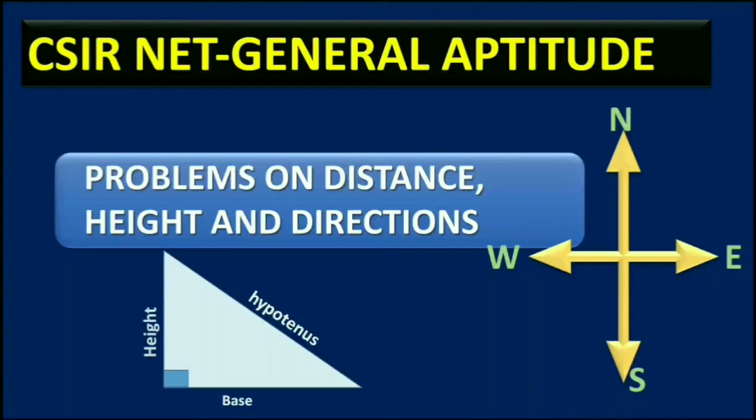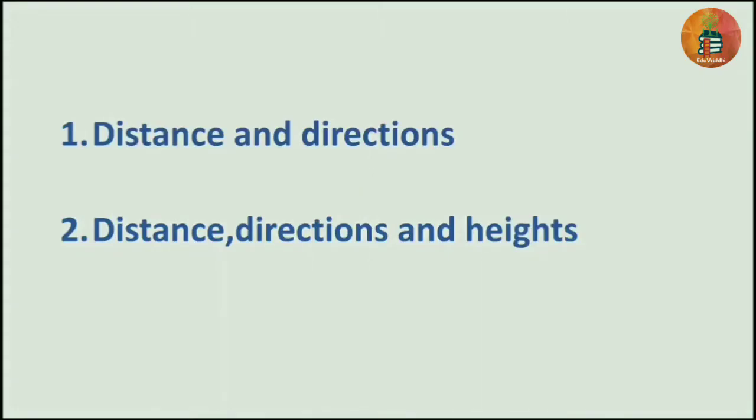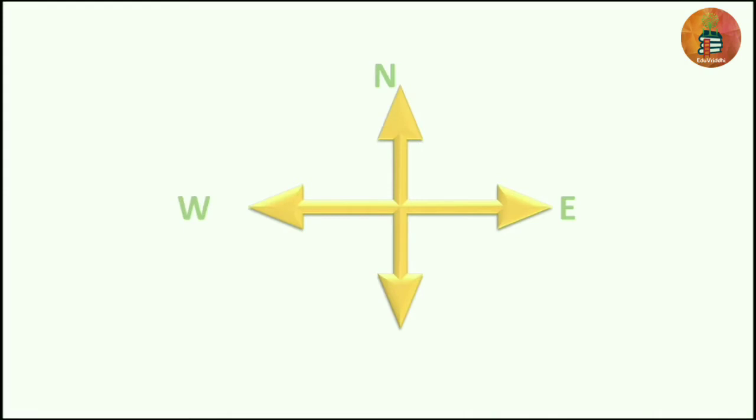So these problems on distance, height and directions can be categorized into two. One is problems related to only distance and directions, and another one is problems on distance, directions and heights. Whenever we speak about direction, there may be two cases. In one case, there may be one object whose directions are specified by using north, south, east and west directions, or sometimes by using left and right. So that is the first case.